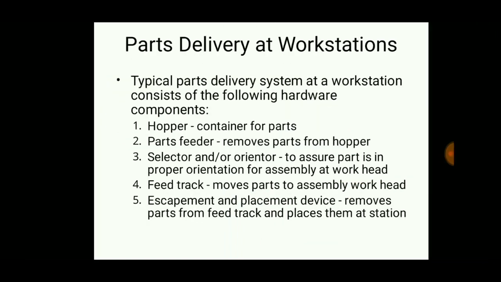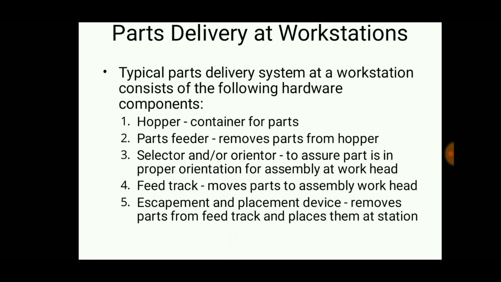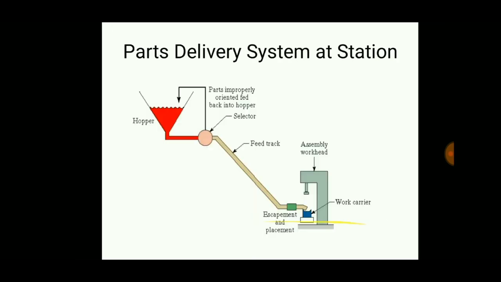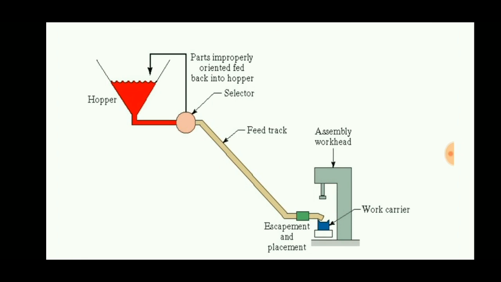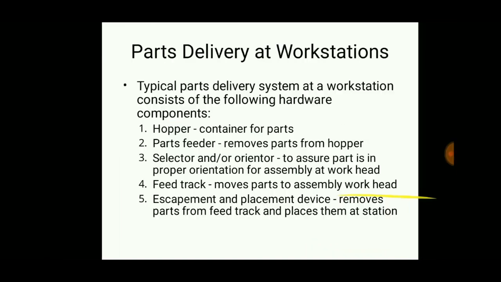Next it goes to the feed track. The feed track is used to move the parts to the assembly workhead, because some of the parts may get stuck on the feed line so that they cannot move to the next station. So the feed track is used to move the part into the assembly workhead. In the assembly workhead, the parts can be assembled so that they can go to the next station.